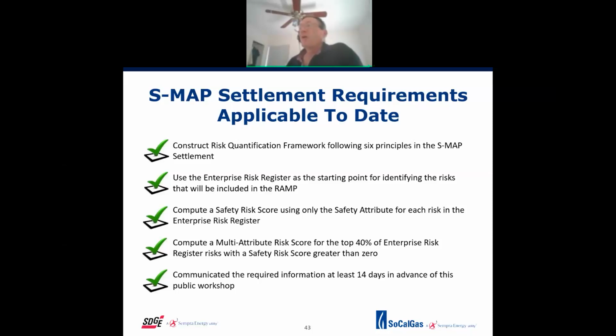We've used the enterprise risk register as the starting point for identifying the risks that will be included in RAMP. We've computed the safety risk score using only safety attributes for each risk in the enterprise risk register. We've computed a multi-attribute risk score for the top 40% of the enterprise register risks with a safety score greater than 0. And we've communicated the required information at least 14 days prior to today's workshop.